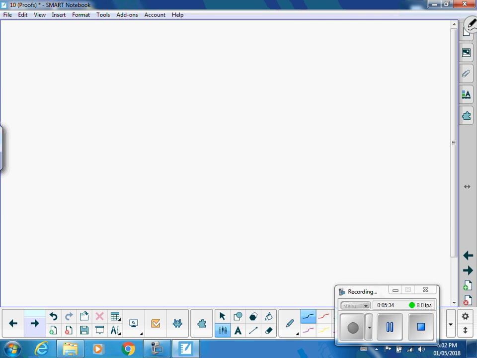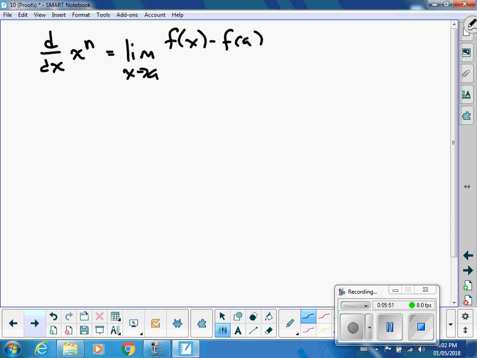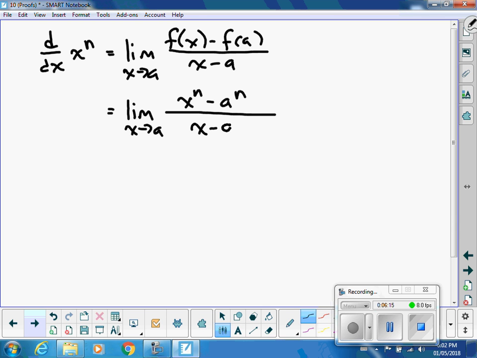So we're going to start this off just like the constant one, right? The derivative of x to the n is equal to, I'm going to use my other expression here, the limit as x goes to a of f of x minus f of a over x minus a. Now I just do my substitution. So in the numerator, f of x will be x to the n, and f of a will be a to the n, over x minus a.